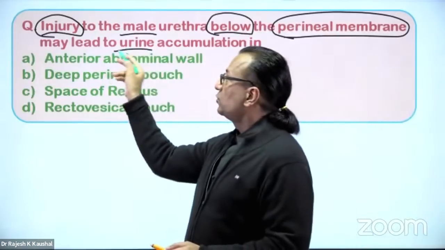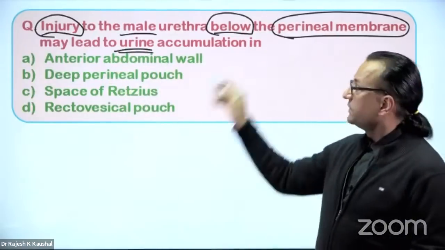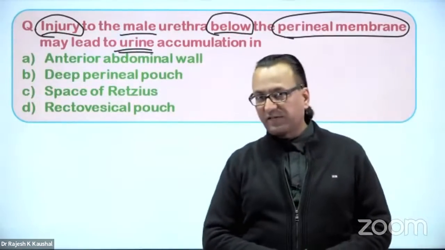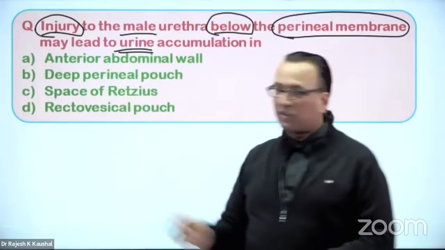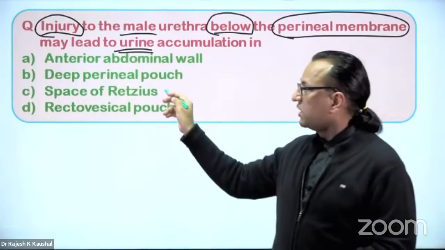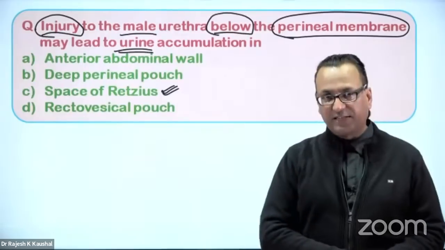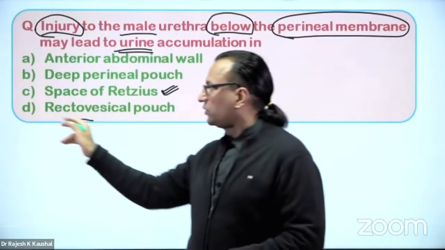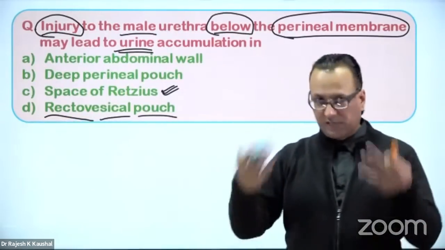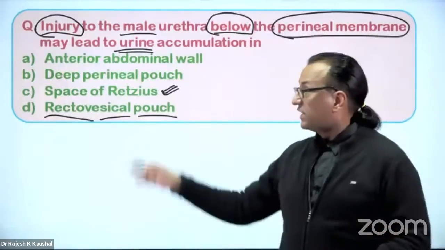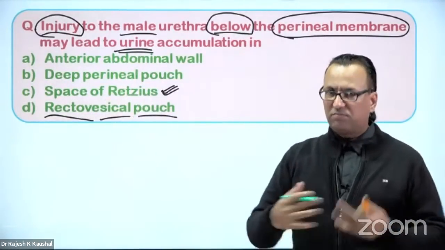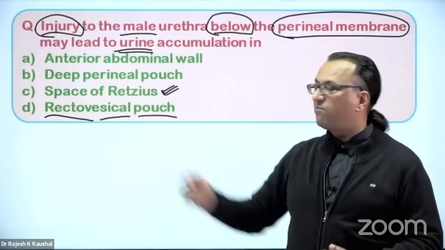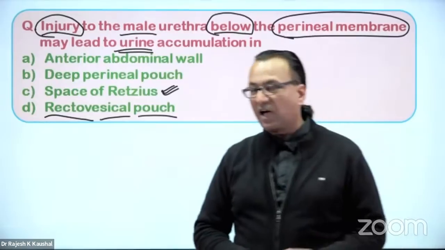It is leading to some urine extravasation. And where could the urine extravasation be? Is it the anterior abdominal wall, or the deep pouch, or the space of Retzius? This is the retropubic space of Retzius. Or is it some rectovesical pouch, which is intraperitoneal? This is intraperitoneal. This is extraperitoneal. So let us find out the details. Then we can come back to this question to find the answer.